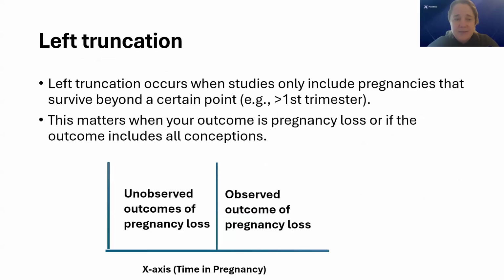Another type of selection bias is left truncation. Left truncation occurs when studies only include pregnancies that survive beyond a certain point, so maybe greater than the first trimester, which is usually when people come in for more clinical care. This matters really when your outcome is pregnancy loss, or if the outcome includes all conceptions. So, for example, in many data sets, they only capture pregnancies once they reach the second trimester, and this could mean that early outcomes are just not observed. So this is just called left truncation bias.